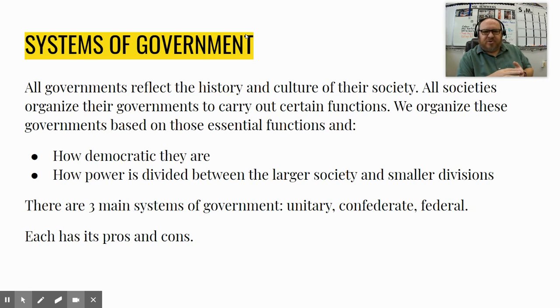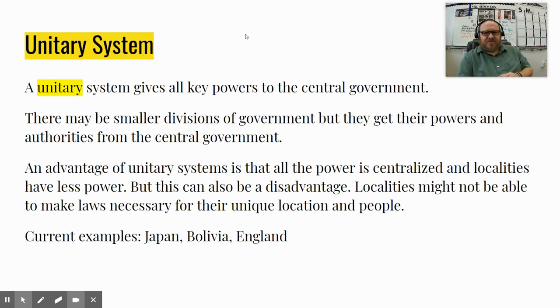And so those two essential functions are basically how democratic are they? That means how involved in the process of decision making and governing are they? Are the people? How involved are the people? And then, second, how is power divided between the larger society and smaller divisions? So, like cities, states, counties, etc. We're going to look at three main systems of government: unitary, confederate, and federal. Each have their pros and cons. We're going to talk about those.